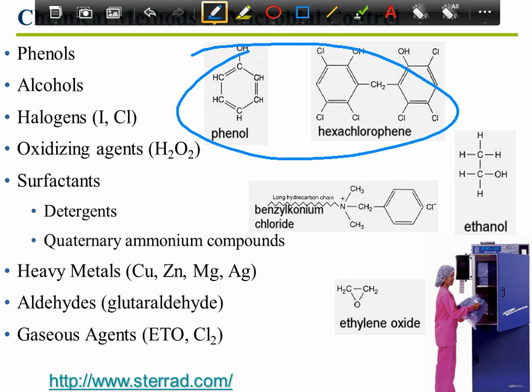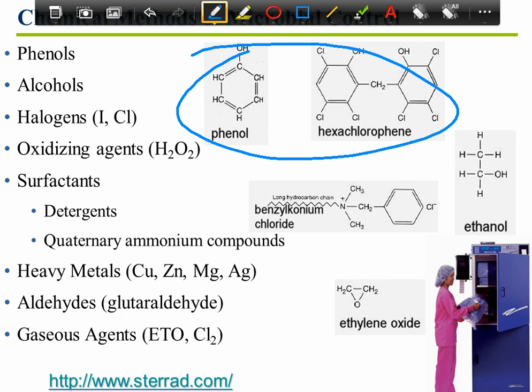Oxidizing agents. Hydrogen peroxide, very good. You can only buy about 3% H2O2 at the store. That's not terribly effective, but if you go up to 25% or higher, it's a very good killer. But unfortunately, since they're oxidizing agents, they can also do damage to your own cells.